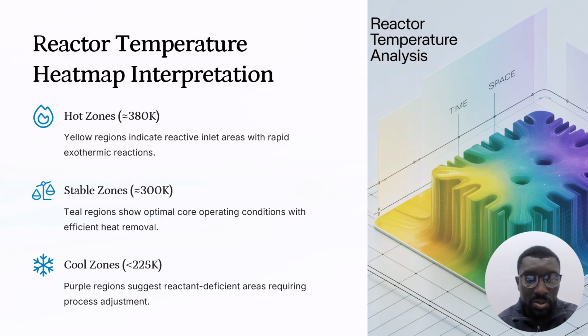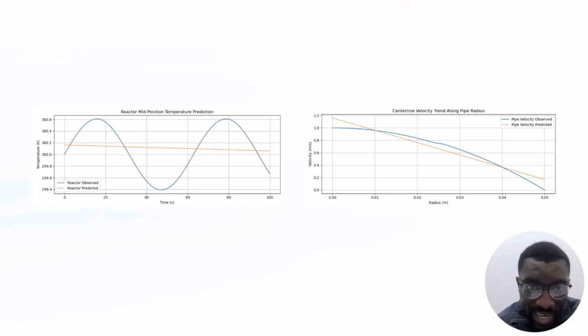And the cool zone, less than 225 Kelvin, where the purple region suggested a reactant-deficient area, requires process adjustment. So in that zone we needed adjustments. That was basically the insight that we observed. And then here were the plots that describe the system.